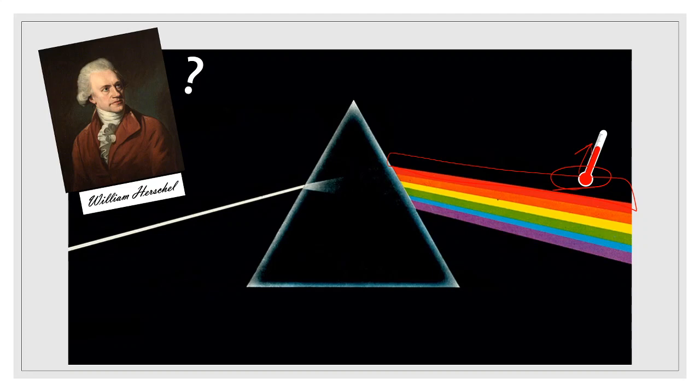So it was almost like there was some kind of invisible light coming out of the prism in this extra space past the red light that was hitting the thermometer and making it get hot. That was really strange to him, because how can you have invisible light that's still warming up a thermometer? He had never seen anything like this.